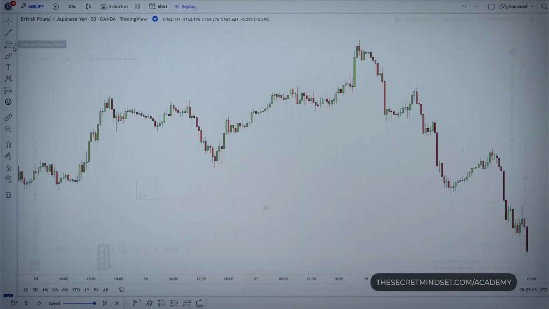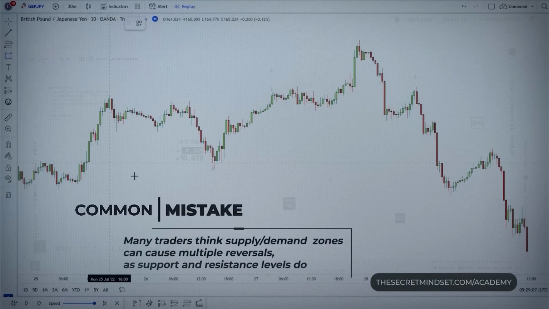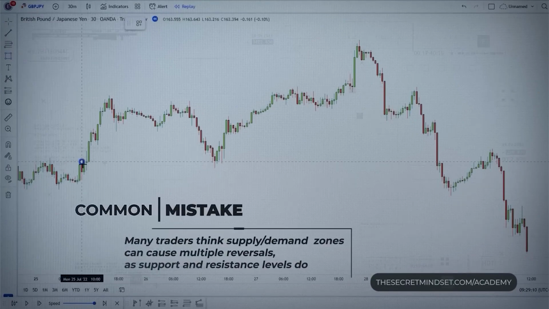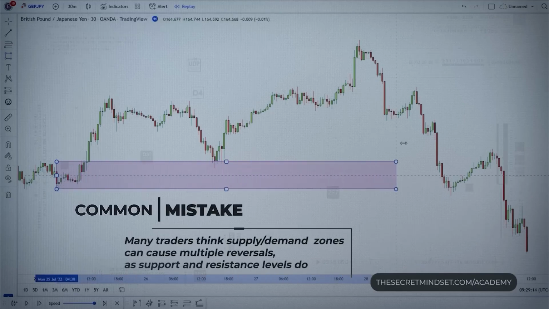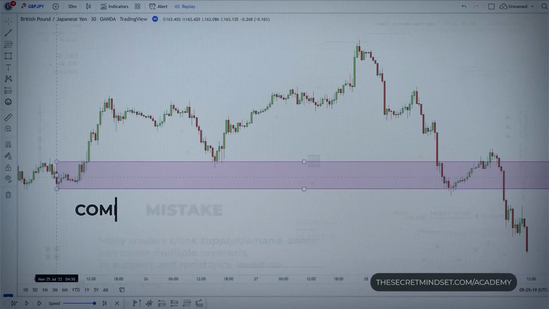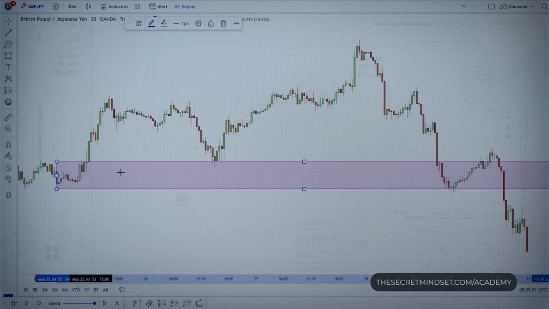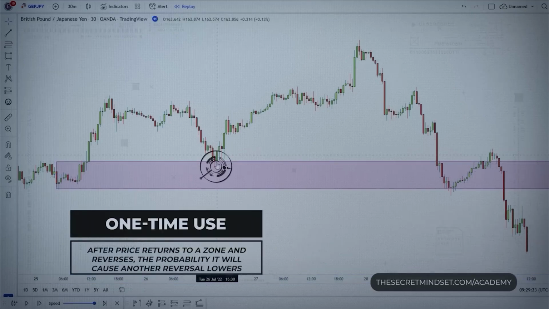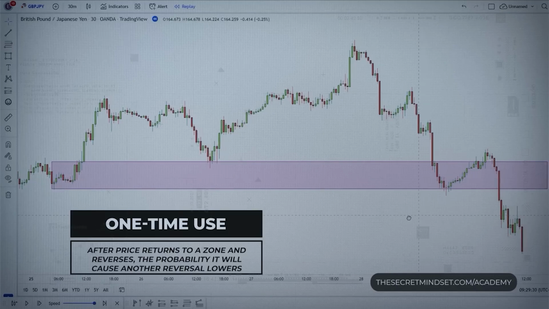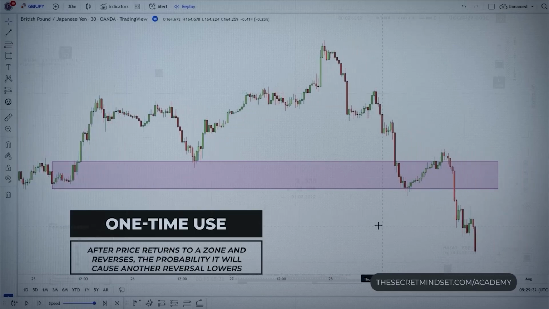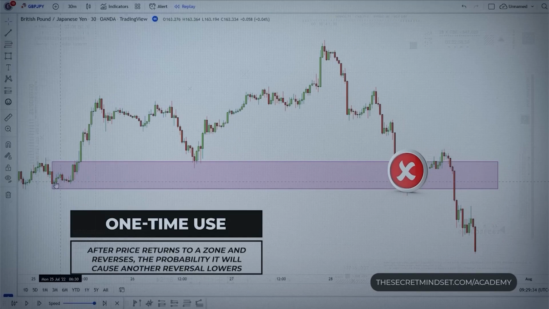Now here's a common mistake. Many traders think because supply and demand is so similar to support and resistance, these zones can cause multiple reversals as support and resistance levels do. While this makes sense, it's not true. Supply and demand zones are one-time use. After price returns to a zone and reverses, it's better to find another area. The probability it will cause another reversal lowers.